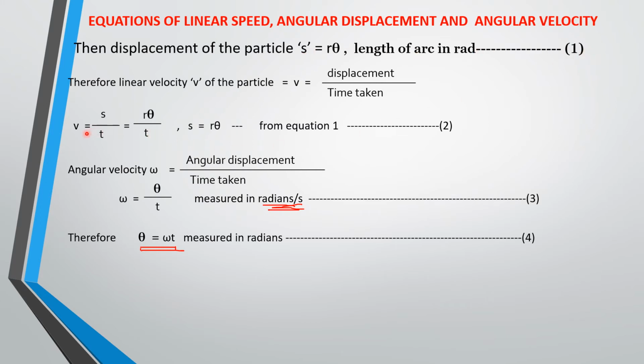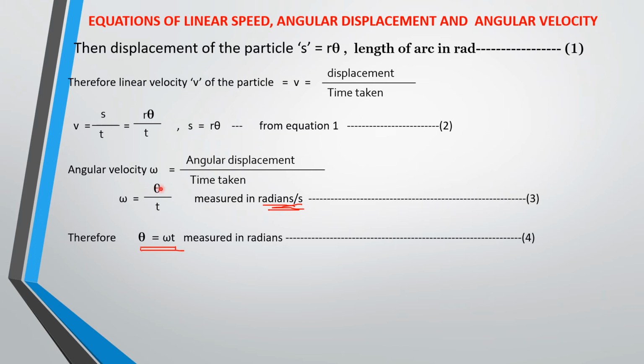Equation 2 tells you that the linear velocity is equal to the radius times angular displacement all over time taken. Take note of this equation. Then angular velocity is equal to angular displacement all over time taken. Angular displacement is the theta, the angle, and this angle is measured in radians. Take note. Then all over time.